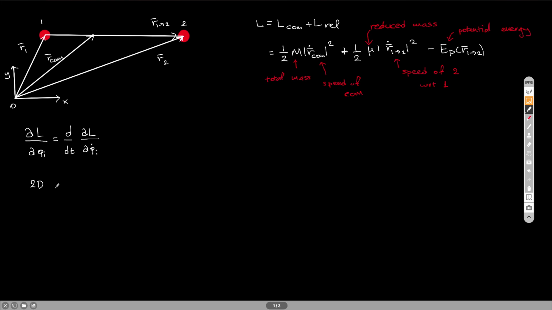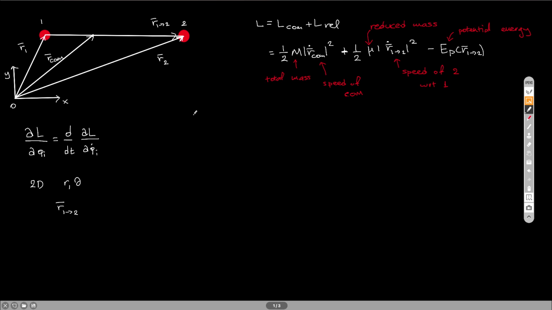Now, I do have a choice for what coordinates to use, and the one that makes our lives easier are the polar coordinates. Now, I will use r and theta to describe the vector r that goes from 1 to 2, or in other words, the relative position vector of object 2 with respect to object 1. I'm not going to be using any subscript here on r and theta, just to make the equations look a little bit more simple.